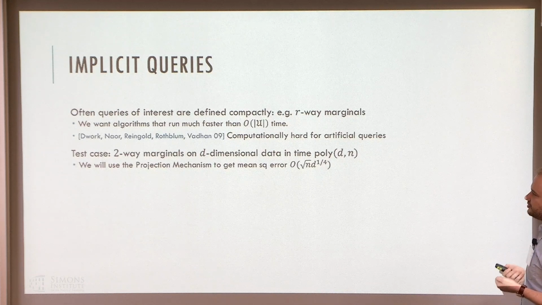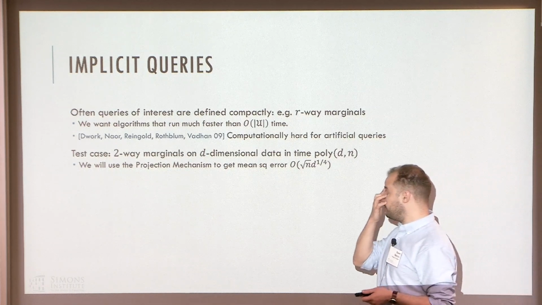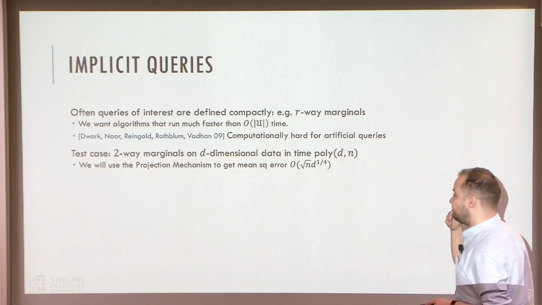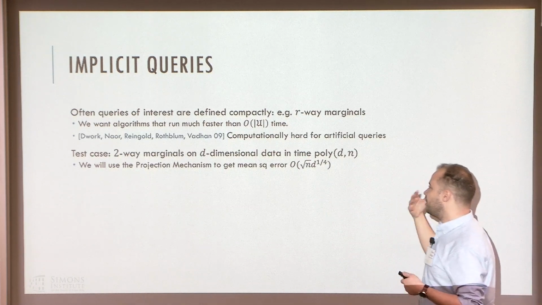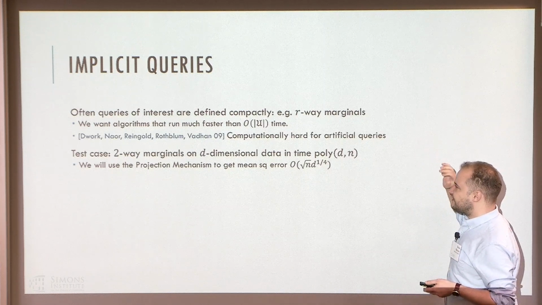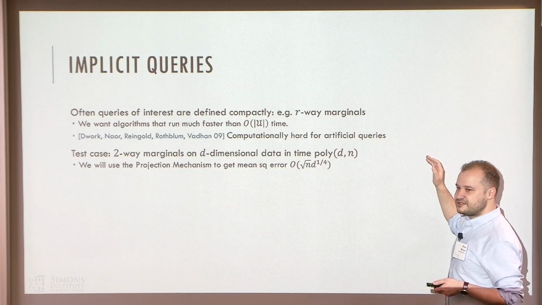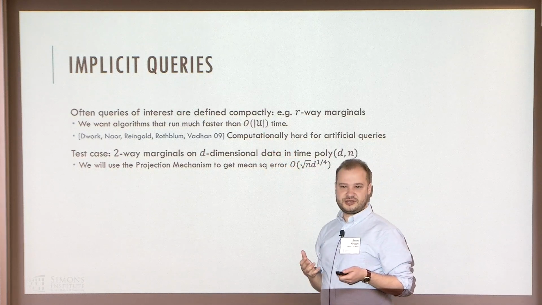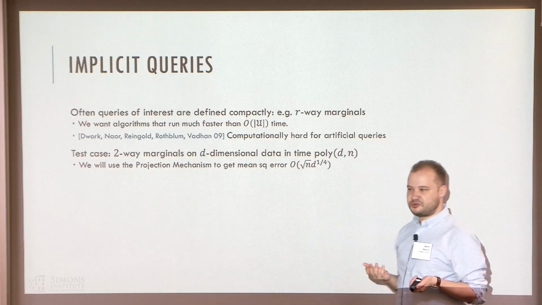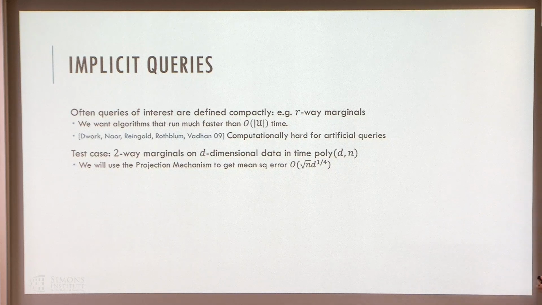And in those cases, also because usually the universe is huge, you would definitely want to have algorithms that achieve the same kind of error bounds that I've been talking about, but in much faster time. And going back to this seminal paper of Cynthia Dwork, Moni Naor, Omer Reingold, Guy Rothblum, and Salil Vadhan, we know that in general, getting non-trivial error bounds in time that's sublinear in the size of the universe is computationally hard under some reasonable complexity theory assumptions.